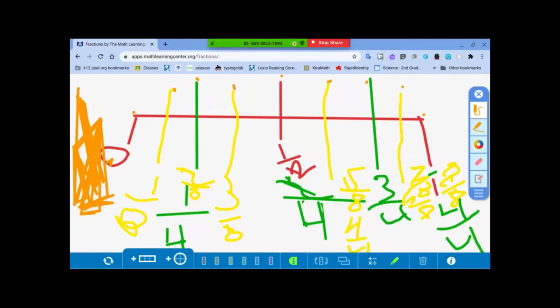6/8. Exactly. So that means that 3/4 and 6/8 are what? The same. They're equivalent. Nice job. That was one of the hardest things you've done so far, and you did a great job with that.